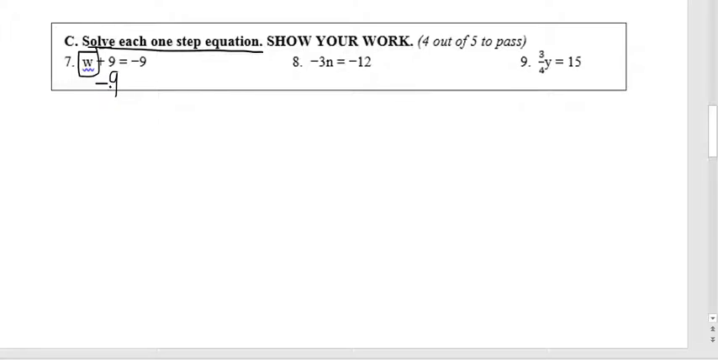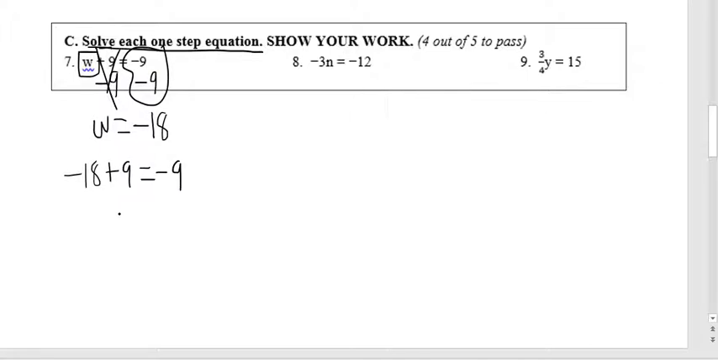And whatever we do on one side of the equation, we have to do the exact same thing on the other side. So if we subtract 9 from the left side, we also have to subtract 9 from the right side. The plus 9 and the subtract 9 cancel out, and we're left with 1w, which is what we wanted to have happen, and then a negative 9 plus a negative 9 is a negative 18. Okay, that is the value of the variable that makes this equation true.